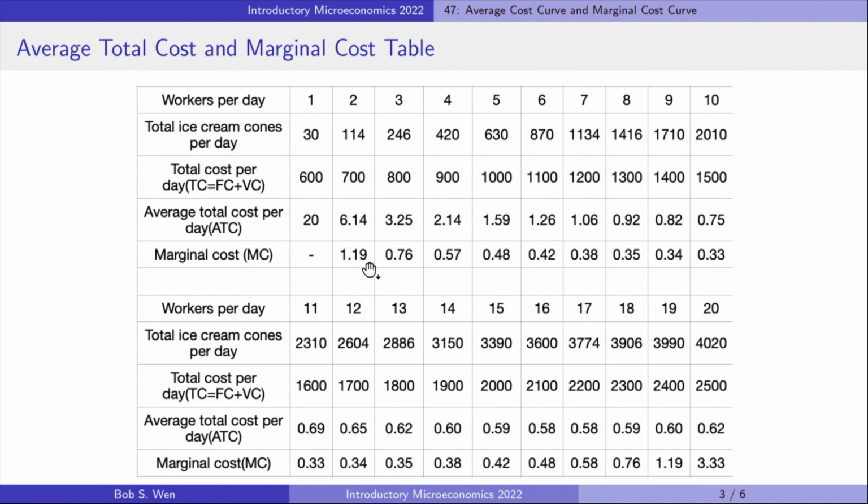We keep calculating the average total cost and the marginal cost this way, and then we make a scatter plot. We find that the average total cost decreases at first, and then increases. The lowest point of the average total cost is around $0.58 per ice cream cone when the firm hires 17 workers per day.